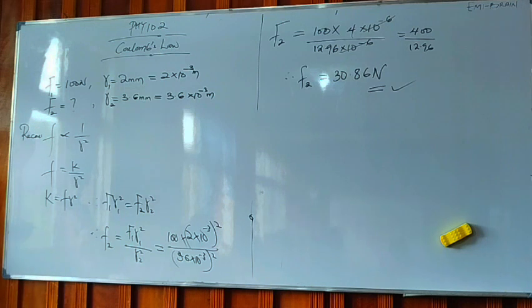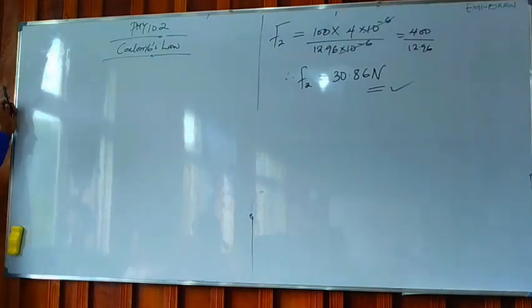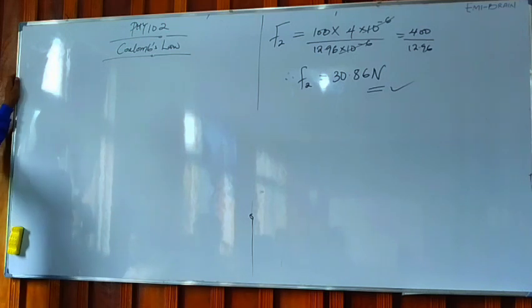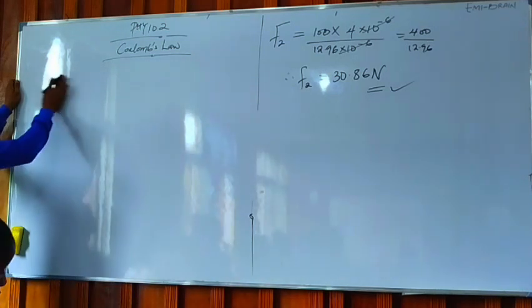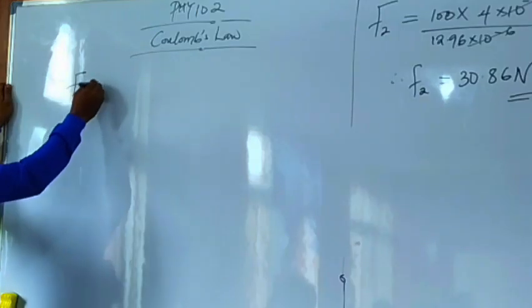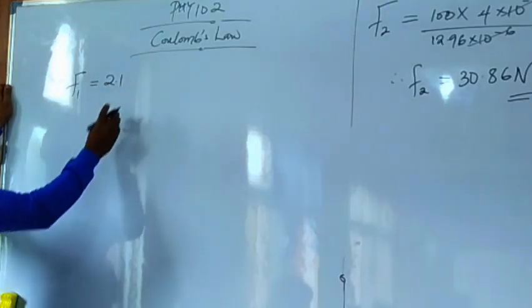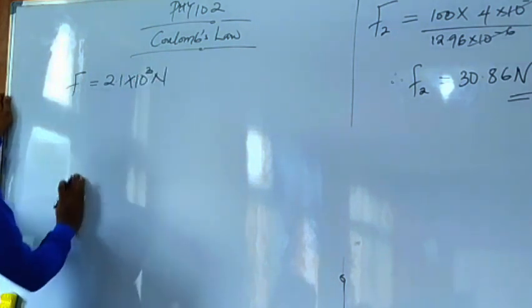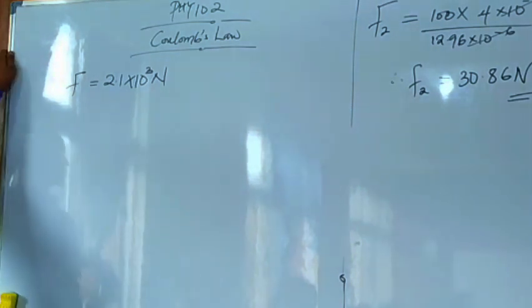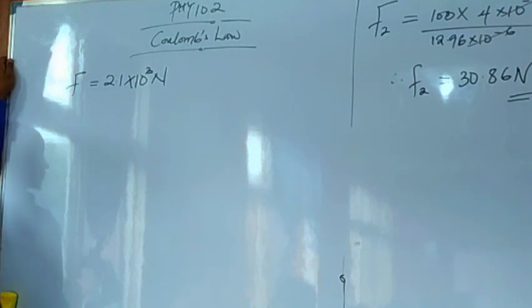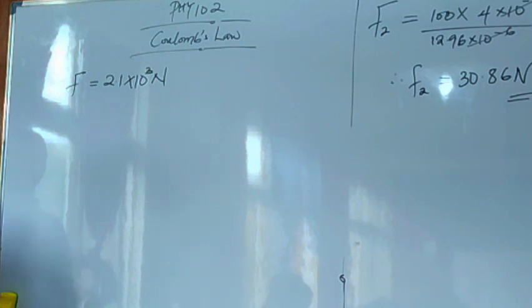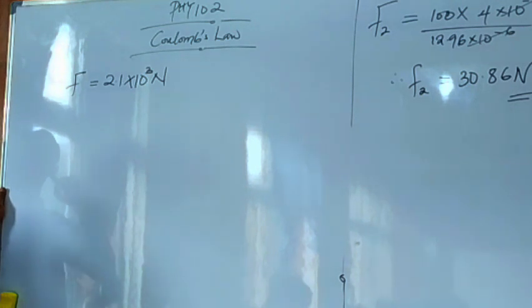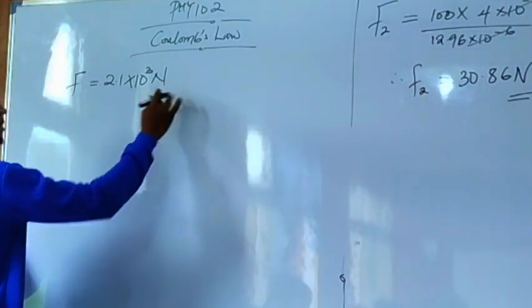Number 2, example. Okay. Read the question from the one to go. A force of 2.1 times 10 raised to power 3 Newton acts on 2 point charges, 2 microcoulomb and 8 microcoulomb, the 2 point charges.